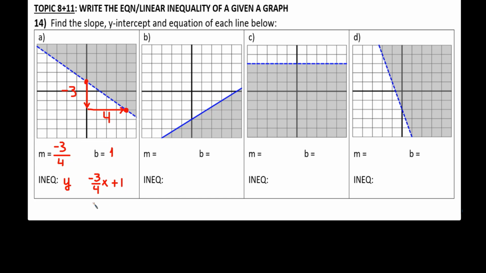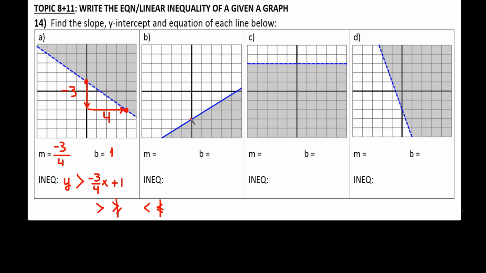Now we need to decide, is it going to be greater than or equal to, or is it going to be less than or equal to? Well, I noticed that the line is dotted, so that means it's not going to have a dash underneath. And I noticed that I'm shading above the line, so that means it's going to be greater than. Okay, so that's how you decide about the symbol. Let's try the next problem.